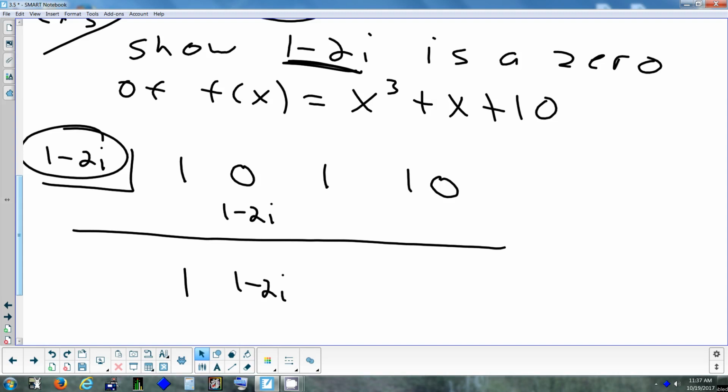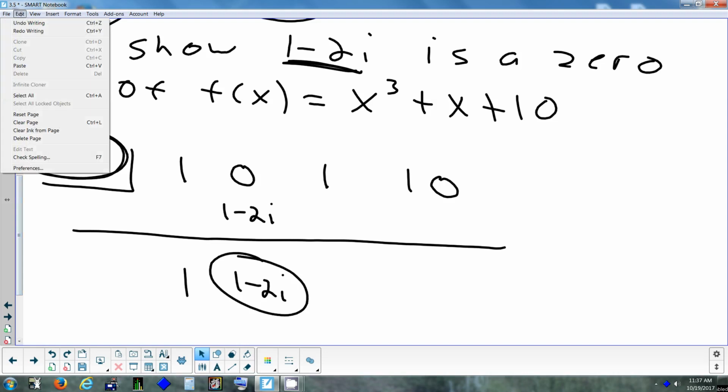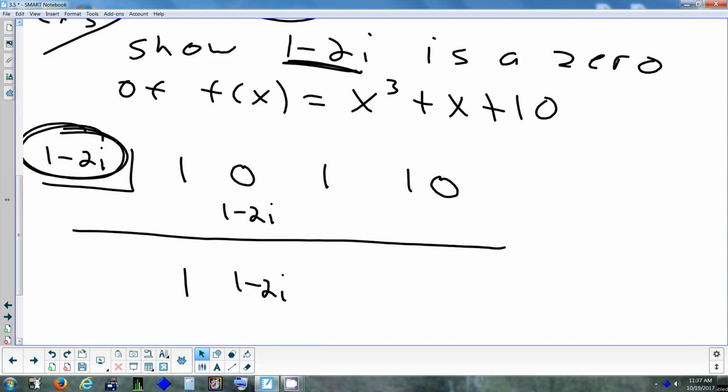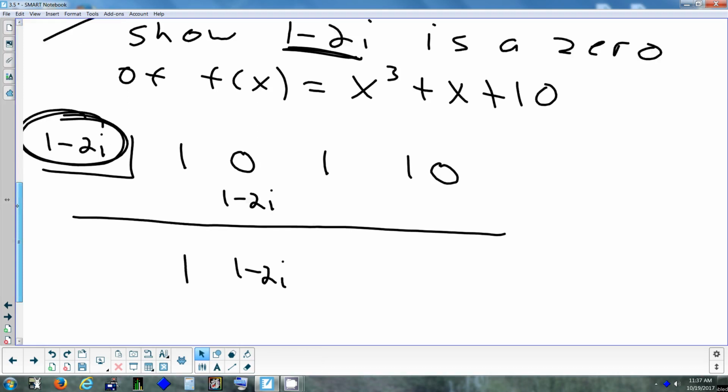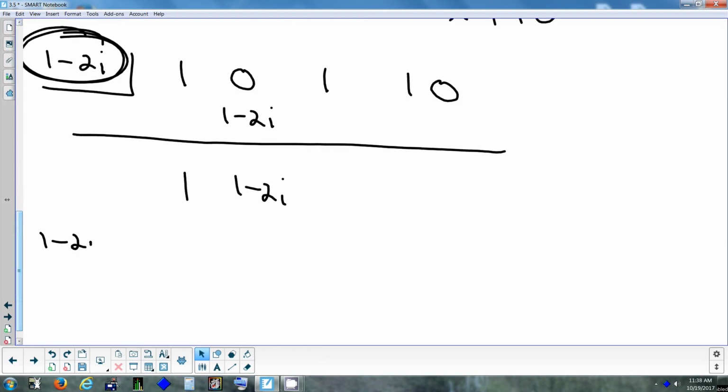And now we have to multiply again. 1 minus 2i times 1 minus 2i. And I'm going to put the answer right there so it doesn't get messy in the problem. I'm going to do this off to the side. 1 minus 2i times 1 minus 2i. So when we go through it, 1 times 1. What's 1 times negative 2i? And then another 1 times negative 2i gives you negative 4i.